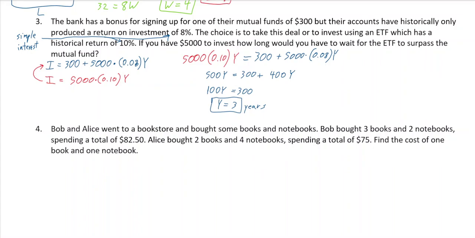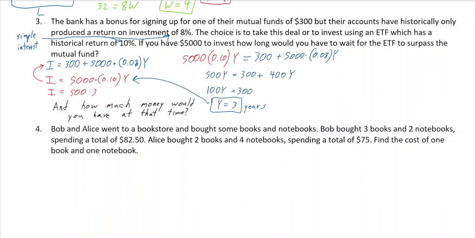Okay? Now, there could be a part B to this question that would mean basically that we're just going to take that value and substitute it back into one of these formulas to solve for I. So this is going to get us the interest though. Okay, so we already figured out that this is going to be 500y, which is 3. So we're going to get $1,500. Now this is $1,500 in interest. So how much money would you have at that time? You would have $6,500.